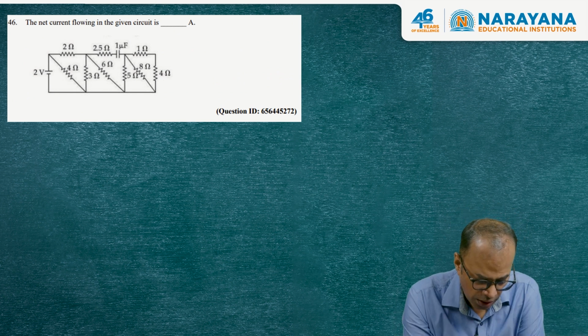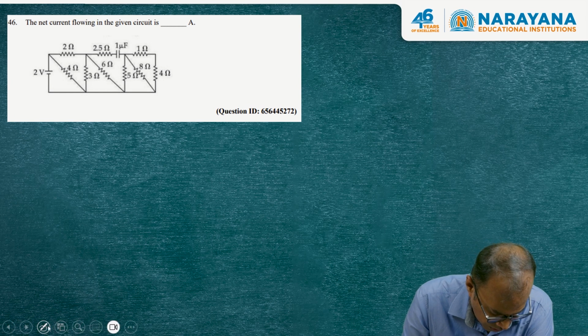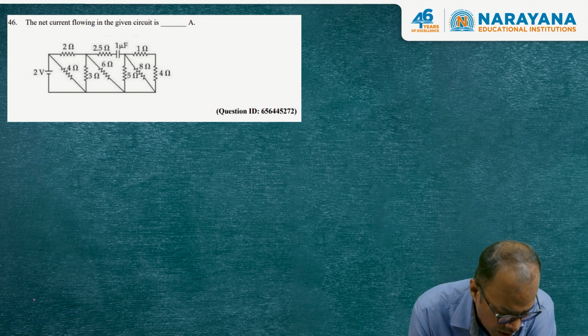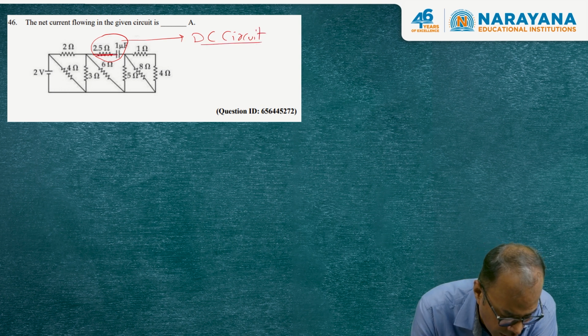Okay, so this is an integer answer type question. The net current flowing in the given circuit is... this is a slightly tricky question. If you are able to identify that, it becomes very easy. Because of this capacitor in the DC circuit, the branch containing the capacitor will have no current. So there cannot be any current in this. That means this entire circuit is cut off, because whatever current has to go, it has to come through the capacitor. So you remove all of this. So this is not there.